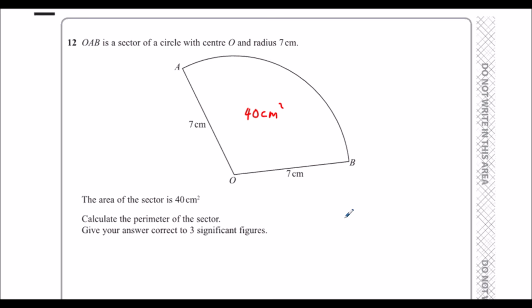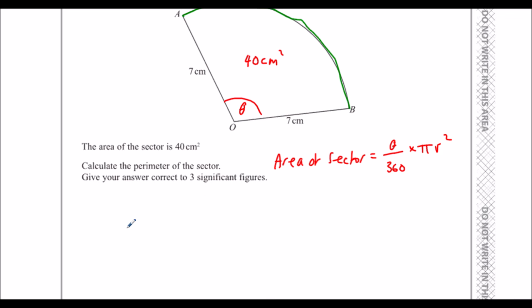We've got a sector, the area of a sector is theta, which is the angle in here, over 360 times pi r squared. So we're going to use this area of a sector formula to find the angle, and then once we've got the angle, we can calculate this arc length here, which is what we need to find the perimeter.